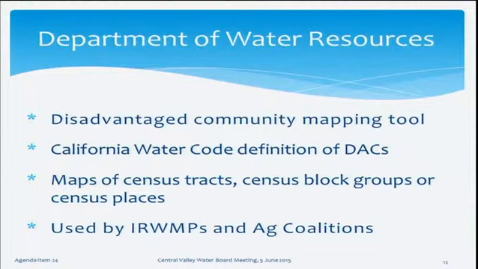Census tracts are relatively permanent subdivisions of a county, generally with less than 8,000 people. Census block groups are divisions of census tracts, generally with less than 3,000 people. And census places, I couldn't find population statistics for it, but it's much smaller than census tracts and census block groups. The DWR tool is being used by the IRWMPs and the coalitions now to define disadvantaged communities.